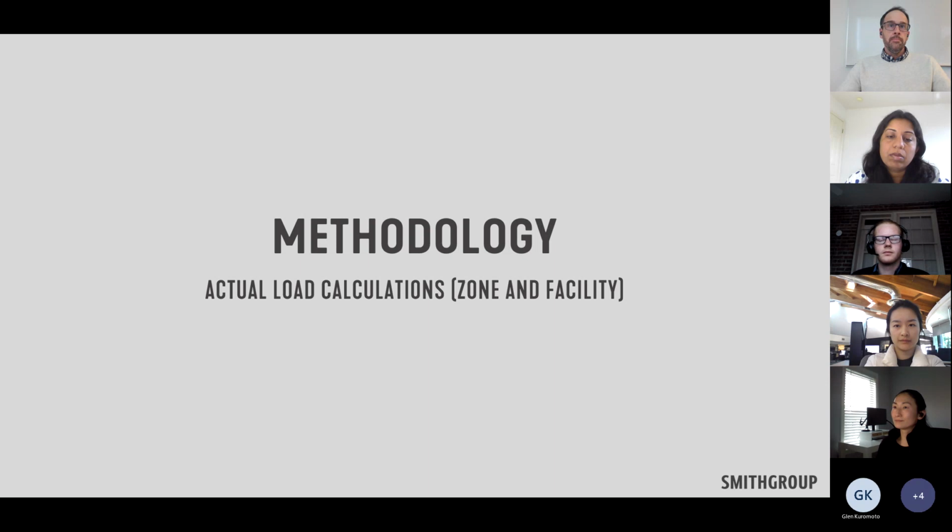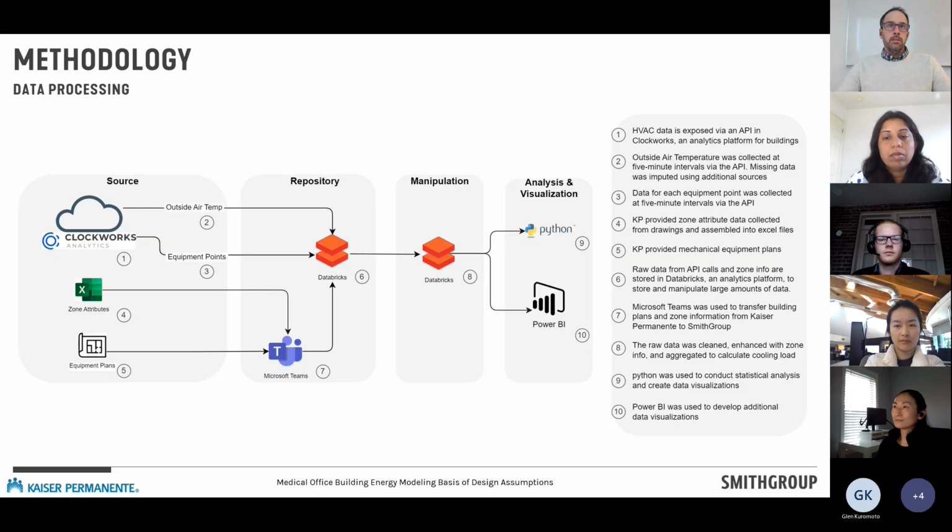Looking at the next slide. This slide really outlays at a high level the data processing. So starting on the left side there, we have three different sources. One of them is the HVAC data, which is exposed via the Clockworks API. And there's two key components that we got from there. One is the outside air temp that's collected at 5-minute intervals.